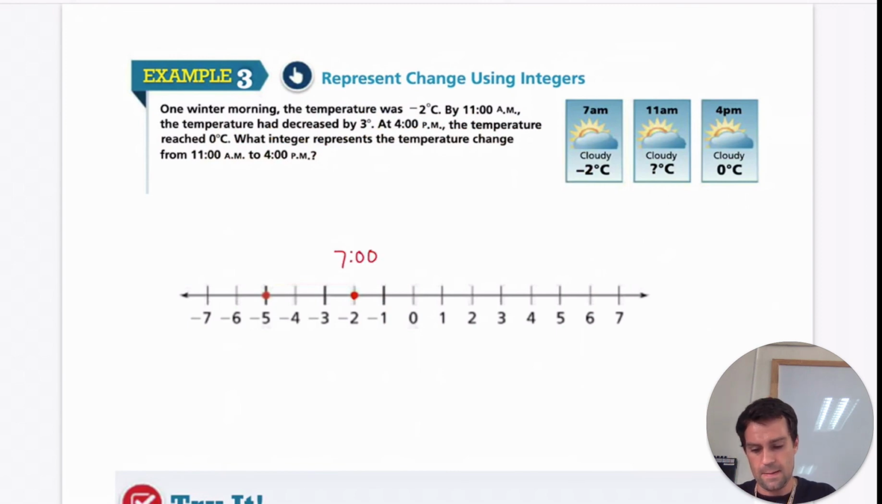Okay, by 11 a.m., the temperature decreased. So our question is, decreasing, is it getting warmer or colder? Decreasing tells us it is getting colder, so we will be moving to the left. Decreasing means we are moving to the left. So it decreased, and it tells us 3 degrees. So we have shifted 1, 2, 3. So we've decreased 3 degrees. So now we are at negative 5 at 11 a.m.